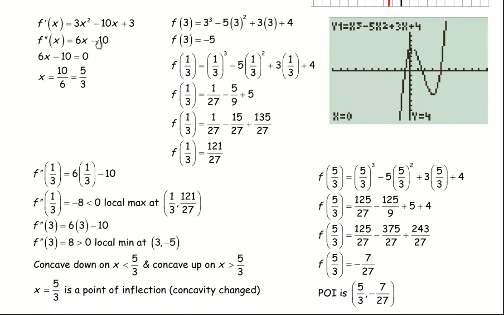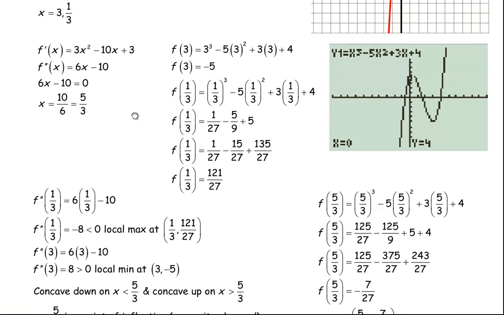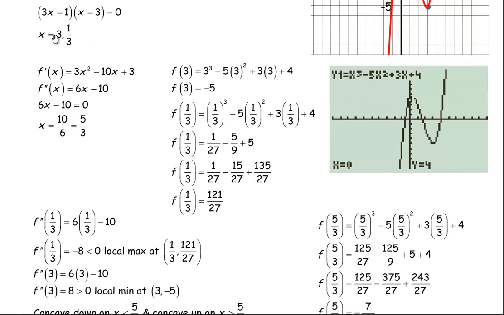So here's my second derivative. I'm going to check the second derivative again at the two places where I think I have a local maximum or minimum, at the 1/3 point and the 3 point. If I put a third in, and again, here's my second derivative, 6 times a third minus 10. 6 times a third would be 2. And so 2 minus 10 is negative 8. So it's less than 0, and so the graph is concave down at 1/3 comma about 4.5. And so there's a local maximum at that point.